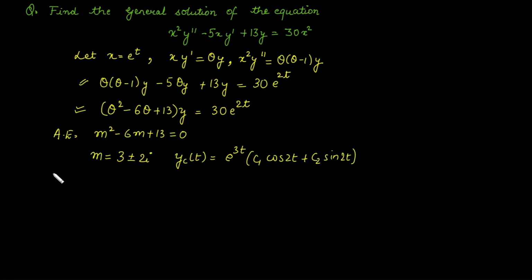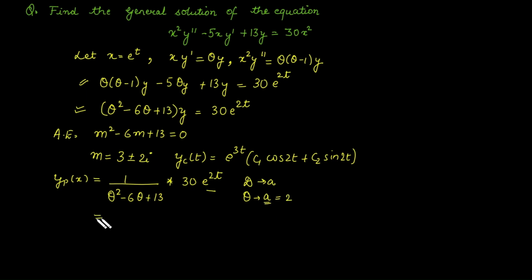Now find the particular solution. For the particular solution, we will write this operator in the denominator form. So we have this form. Now it is an exponential case. In case of an exponential, we replace D by a, but in this case it has a theta. So theta is replaced by a, where a is the coefficient of t in this case, that is 2. So replace theta by 2. We have 2 square minus 12 plus 13, which is equal to 5, into 30 times e raised to power 2t. Simplify this, we have 6 e raised to power 2t as the particular integral.